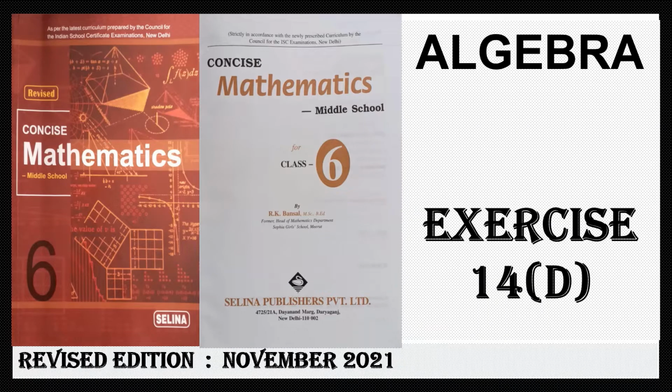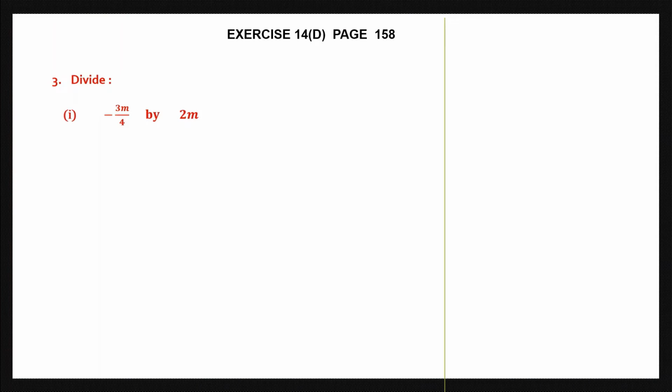Hello students, let's do algebra exercise 14D. This is found on page number 158. Question 3, divide. We have minus 3m by 4 divided by 2m.